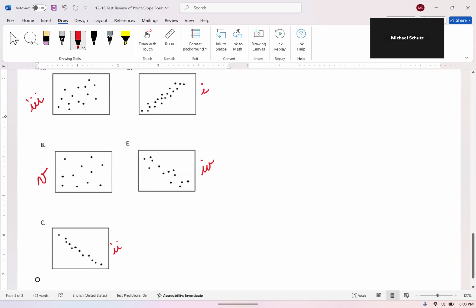Make sure you pay attention to what you got wrong and go back and look at those things that you got wrong. Make sure you are reminding yourself of what to remember so that you don't get them wrong on the test.